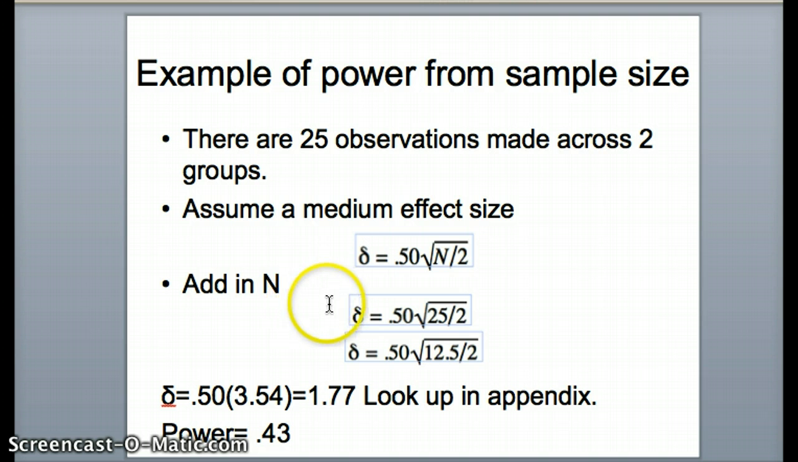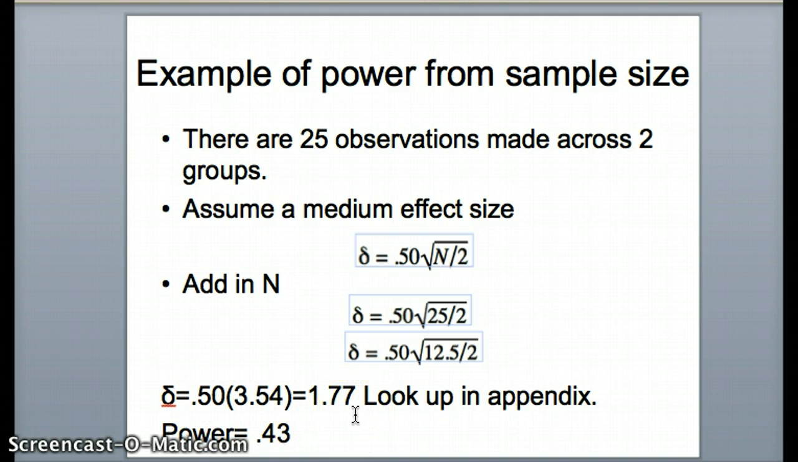So now our formula, plugging in more values, becomes delta equals 0.50, taking the square root of 25 divided by 2. And that becomes 0.50 times the square root of 12.5. So when we actually finish calculating that out, 25 divided by 2 is 12.5, and taking the square root of it becomes 3.54, and we multiply that by 0.50 and that becomes 1.77. So our delta for this equation is 1.77.